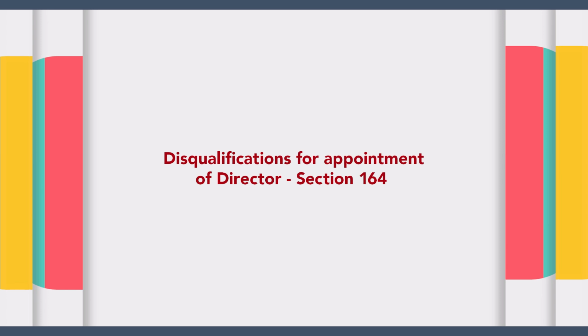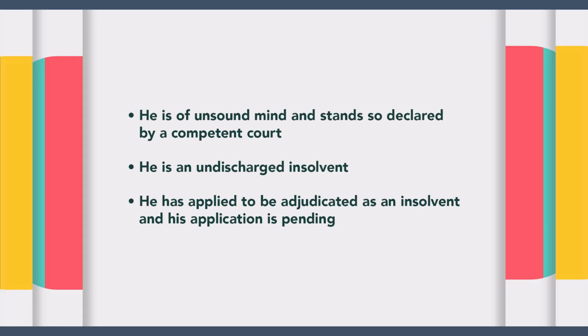Dear students, now we look at the disqualifications for the appointment of directors, which are given in section 164 of the Companies Act 2013. A person shall not be eligible for appointment as a director of a company if A, he is of unsound mind and stands so declared by a competent court. B, he is an undischarged insolvent. C, he has applied to be adjudicated as an insolvent and his application is pending.